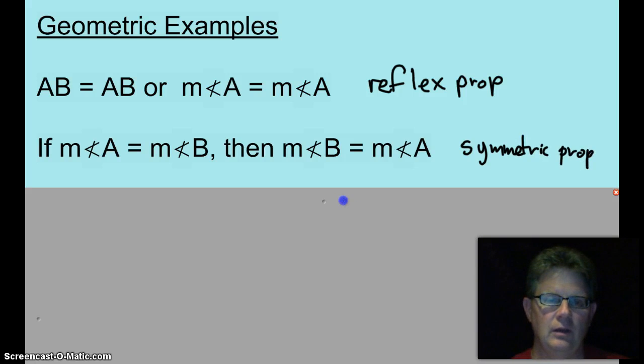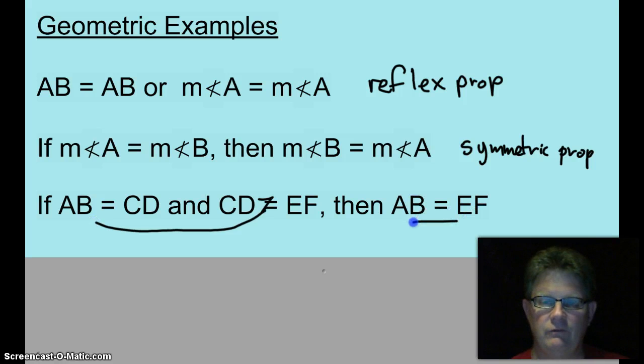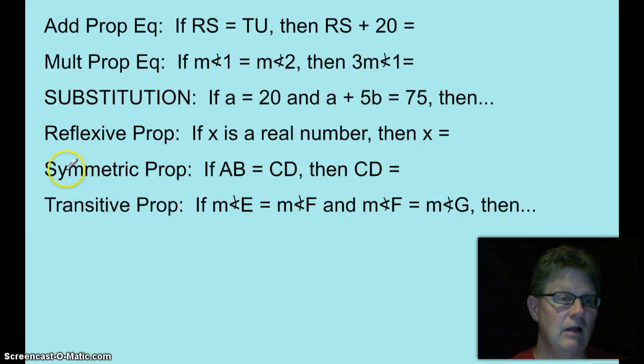The next one is going to be an example of the transitive property, of course. And it could be measures of angles or segment lengths, either one. If AB is equal to CD and CD equals EF, then AB equals EF. You've gone across and set things equal to each other. All right, let's show just a couple more examples so that you have this down so that you can come in tomorrow and do some homework in class.